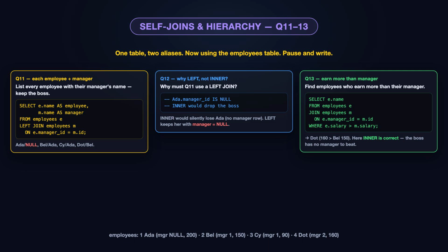Notice the pattern flip, 11 wanted left so the boss stayed, 13 wants inner so the boss is correctly excluded. The join type encodes the requirement.